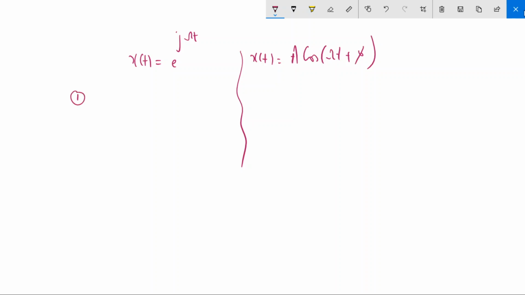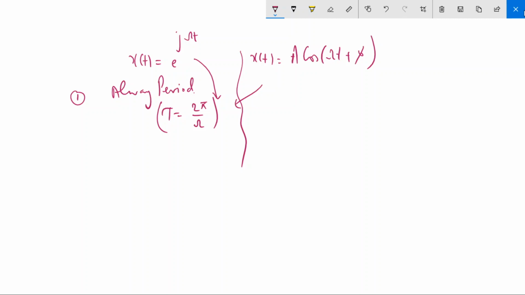So you have taken a signal x(t), which is e raised to power j omega t, or x(t) is equal to A cos(omega t plus phi). We will see that both these signals have the same properties, so that is why we take them side by side. The first property of this signal is that it is always periodic. Both these signals are always periodic with a time period T, which is nothing but 2 pi by omega. Whether you take this signal or this signal, both are periodic.